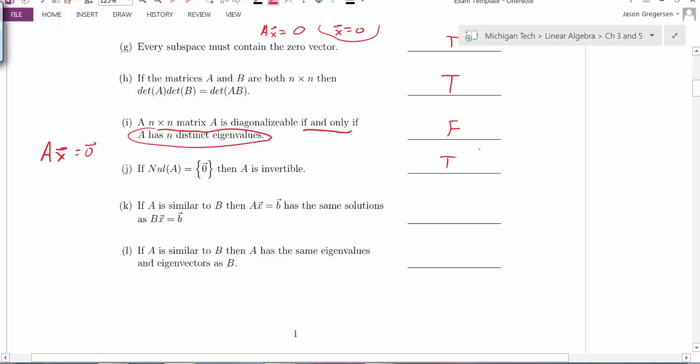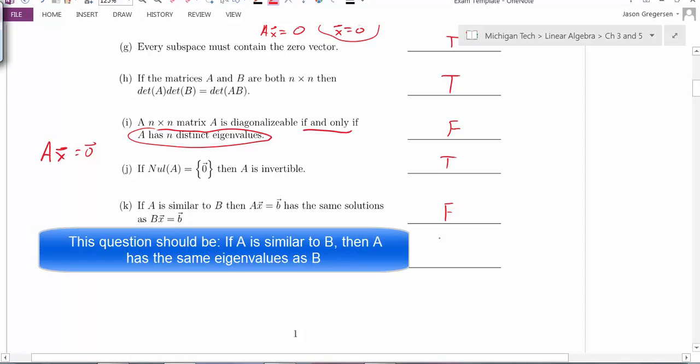If A is similar to B, then Ax equals b has the same solution as Bx equals b. And this one is false. Two matrices that are similar have the same eigenvalues, but it certainly doesn't mean that they have the same solutions. If A is similar to B, then A has the same eigenvalues. And this one is true. Our definition of similarity is that A must equal P times B times P inverse for some matrix P. And one of the key properties of similar matrices is that they do have the same eigenvalues.